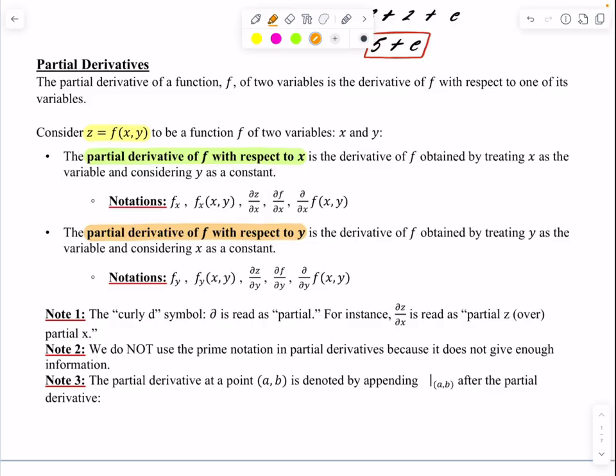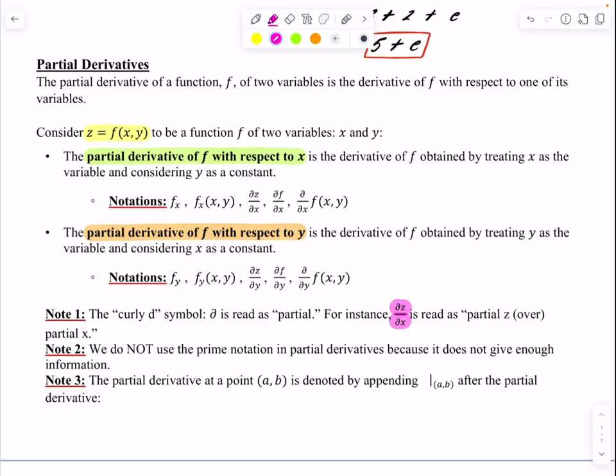Now we have a couple of notes to go along with the partial derivatives. The curly d symbol is read as partial. So for instance, if we have this notation, this is read as partial z over partial x. So you are taking the partial derivative of z with respect to x.